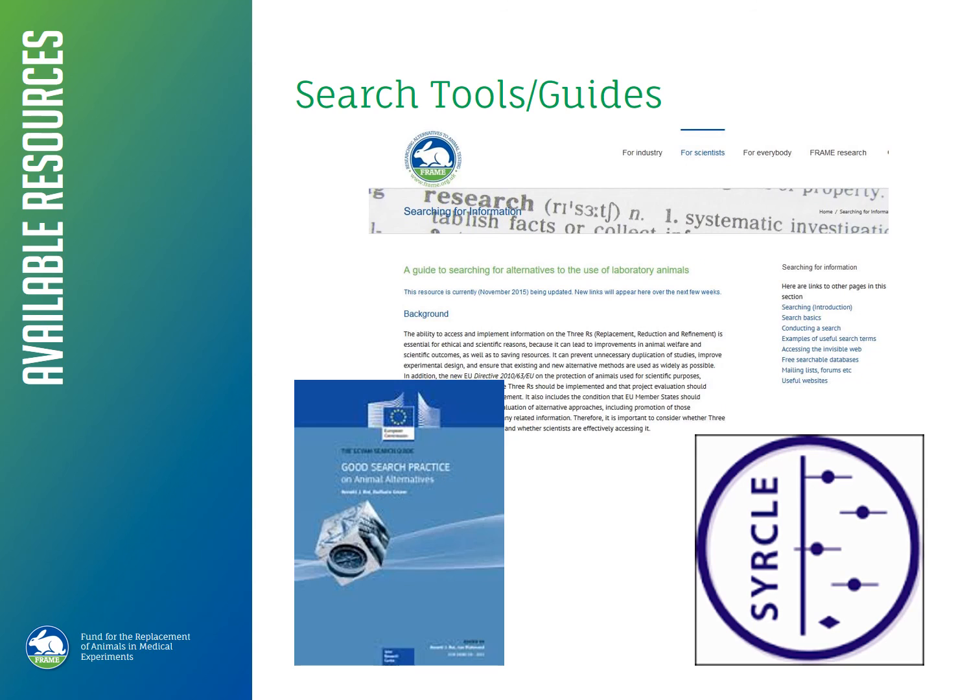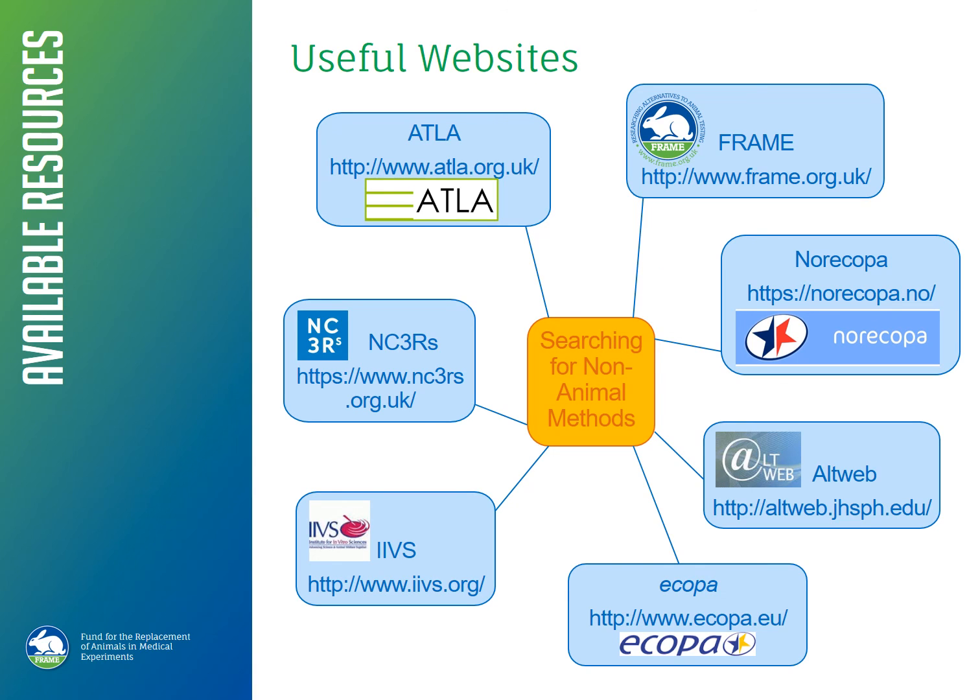The Circle Group, based in the Netherlands, provide various training events on systematic review and have numerous publications that will help with putting together a strategic search plan. There are also several useful websites that you can look at when looking for information on non-animal methods. There's ATLA, the Alternatives to Laboratory Animals journal, which is produced by Frame. There's the Frame website. There's the UK National Centre for the 3Rs. There's the Institute for In Vitro Sciences website and the ECOPA website, which is the European Consensus Platform on Alternatives. There is also the ALT website, which is managed by Johns Hopkins Bloomberg School of Public Health.